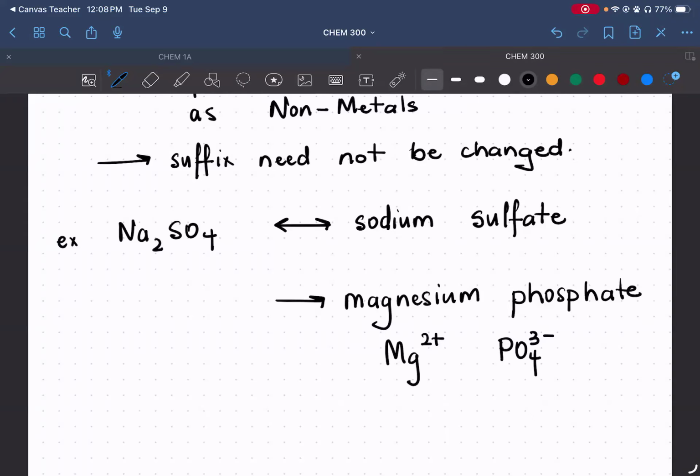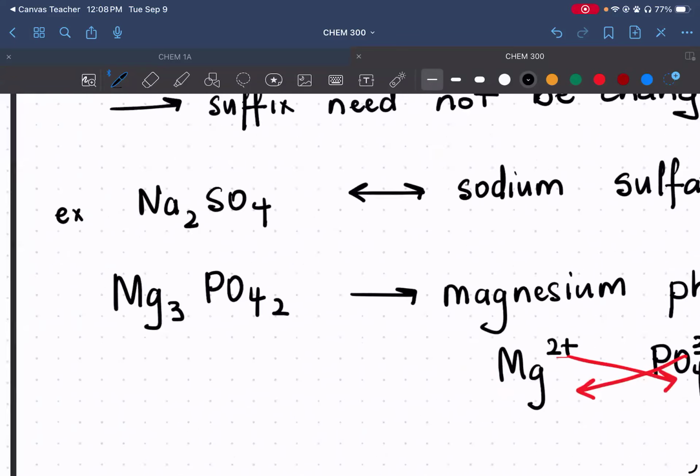So what do we do? We crisscross. We bring those numbers down. That 2 goes down, that 3 goes down. What we end up having is Mg3 PO4 2. Now, let's just take a pause right here. Let's take a look at what I just wrote. Let's zoom in a little bit more.